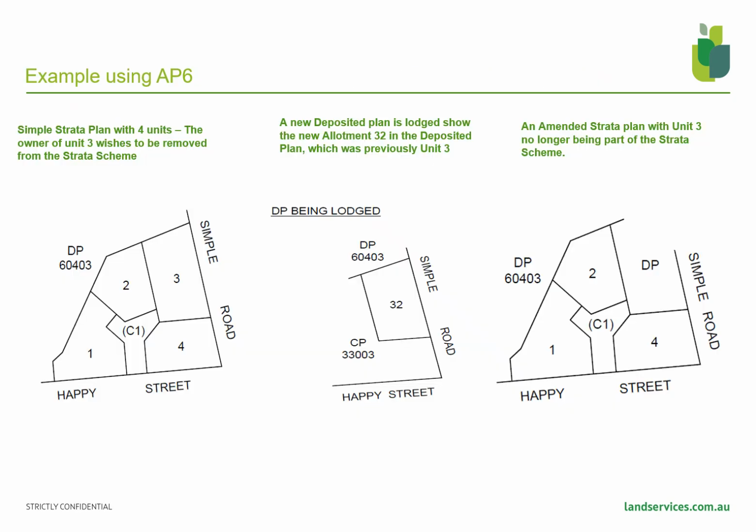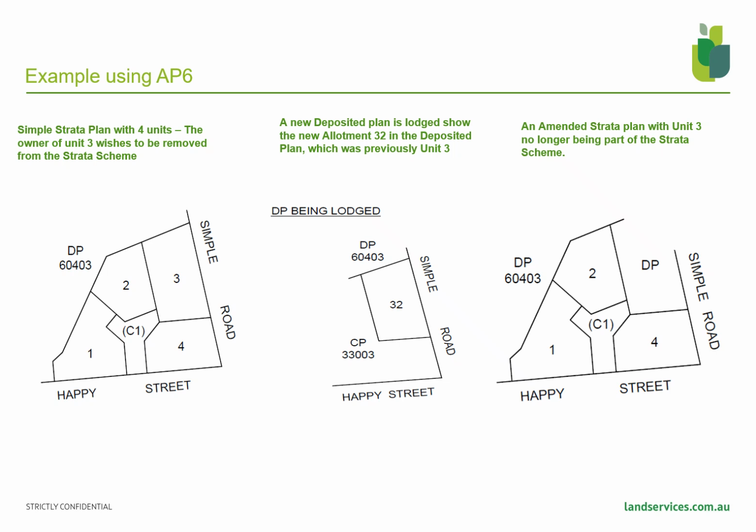In this basic example, you can see that in the diagram on the left that there were 4 units and common property. Unit 3 wants to be removed from the strata scheme and just have a torrens title. So to achieve this, the surveyor will need to lodge 2 plans, a new deposited plan and a new amended strata plan.